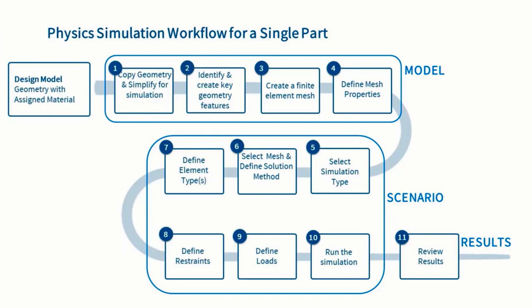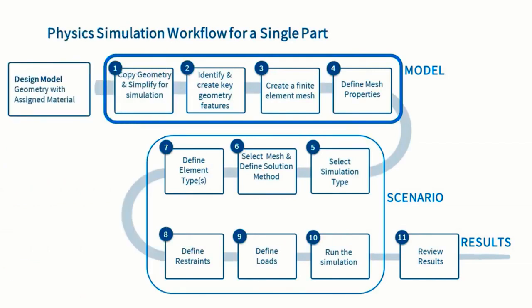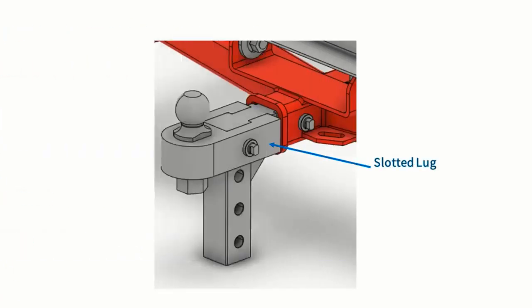In 3D Experience, there are 11 steps to performing a physics simulation for a single part. Starting with a design model, we will take you through the first 4 steps associated with creating a simulation model. We will use the slotted lug component from a trailer hitch assembly.